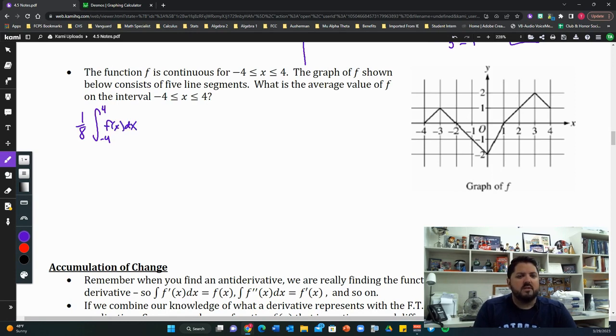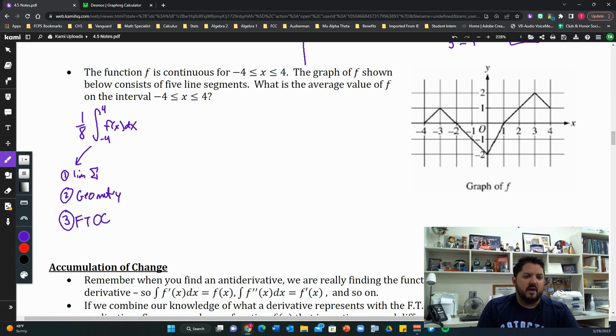Now, to evaluate this, whenever we have a definite integral, technically we always have a handful of options. Option 1, take the limit of some Riemann sum. Not going to want to do that, but you technically have that choice. Option 2, we can use geometry to evaluate the area between the x-axis and the curve if we already have the graph and we know that the function creates basic geometric shapes. Or option 3 is the fundamental theorem of calculus.